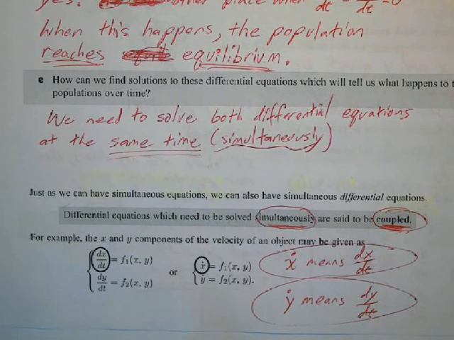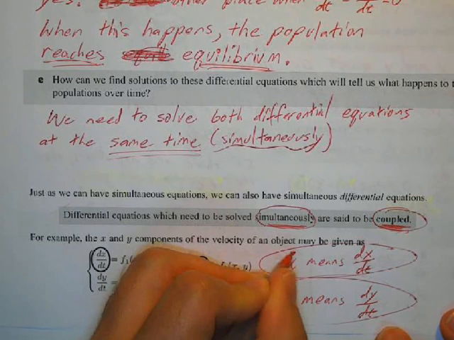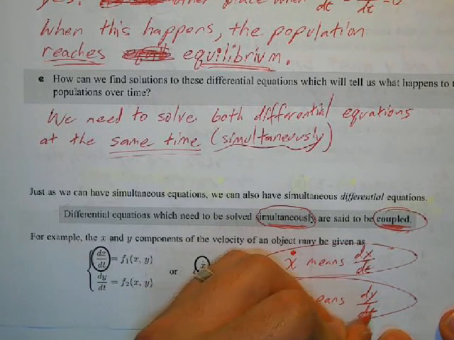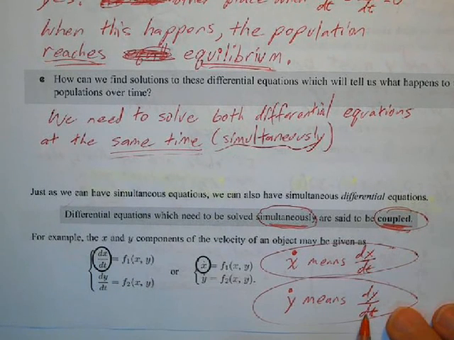And one of the things you're going to see a lot in this section, you're going to see an x with a dot and a y with a dot. Whenever you see the x with a dot, that simply means dx dt. And if you see the y with a dot, that simply means dy dt. Did I say that right? This is dx dt, this is dy dt. Okay.